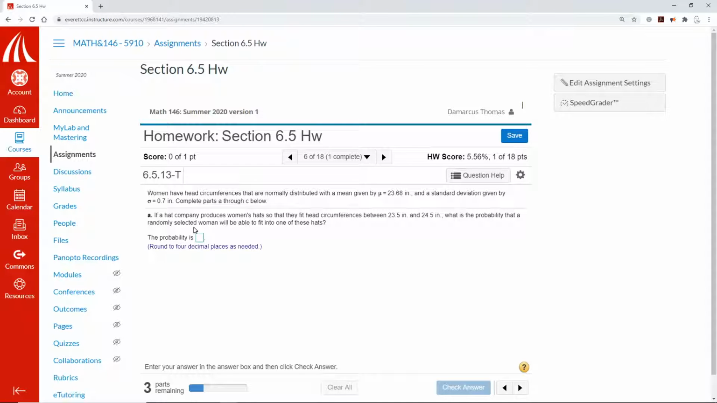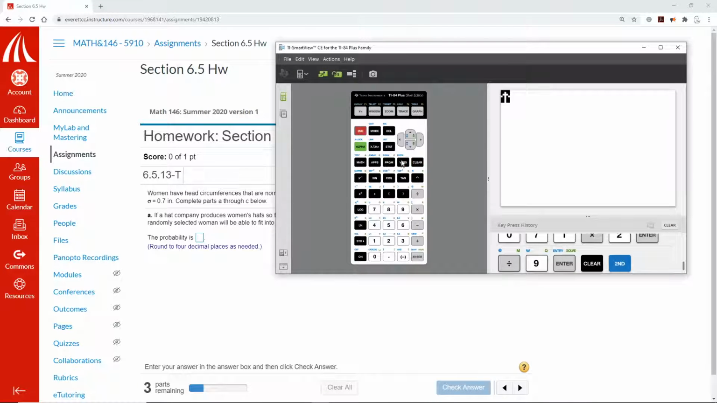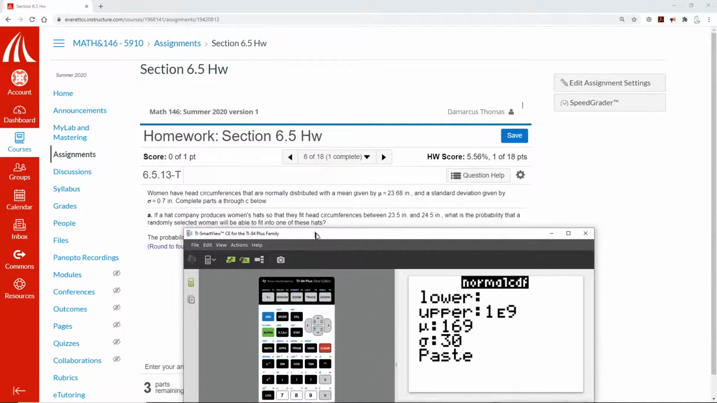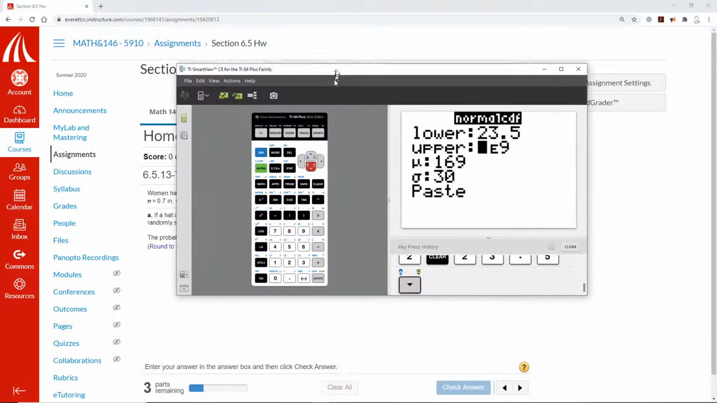So the first thing, I'm going to show you exactly what you do for this one. For part A, it's just normal CDF. Okay, watch me do this one. Just normal CDF. What's my lower bound? 23.5. What's my upper bound? 24.5.